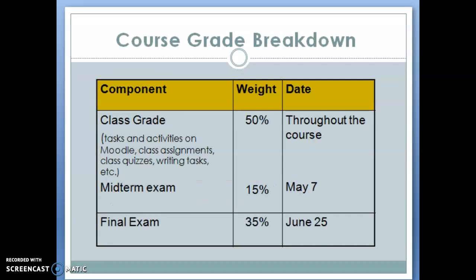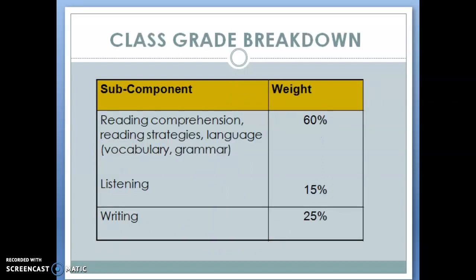Now, I'm sure you want to know how the course grade is broken down. There's 3 components. Your class grade is 50%, the midterm is 15%, and the final exam is 35%. Let's take a closer look at the class grade. There are subcomponents. Reading comprehension, reading strategies, and language, which includes vocabulary and grammar, is worth 60% of the class grade. Listening is worth 15%, and writing is worth 25%. That adds up to 100% of the class grade.